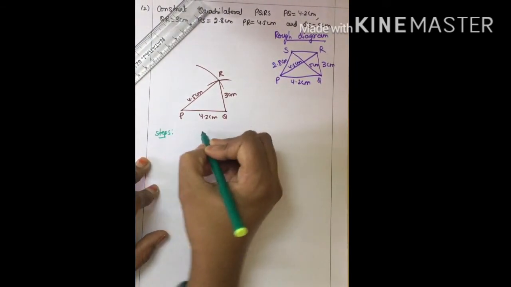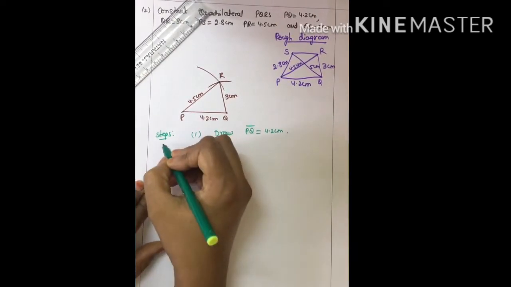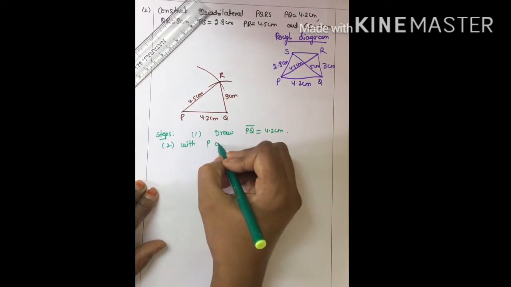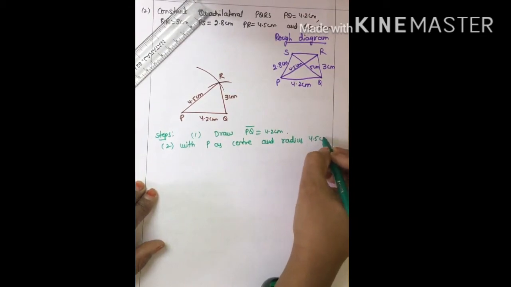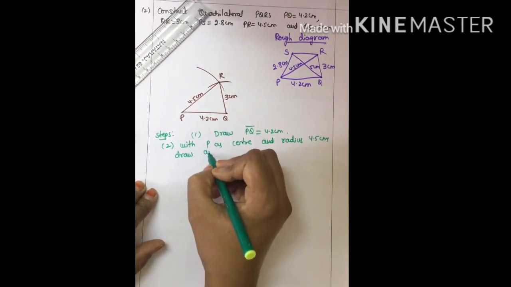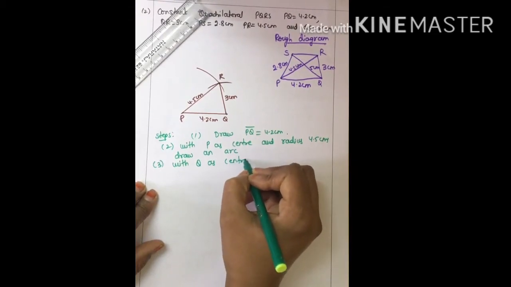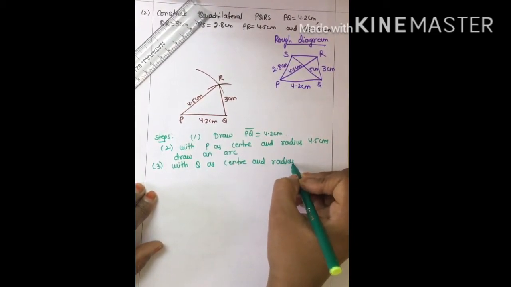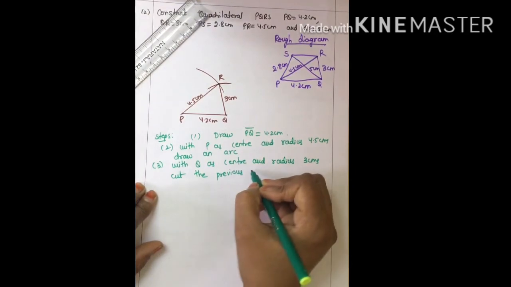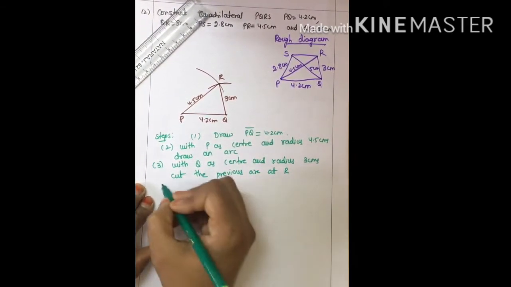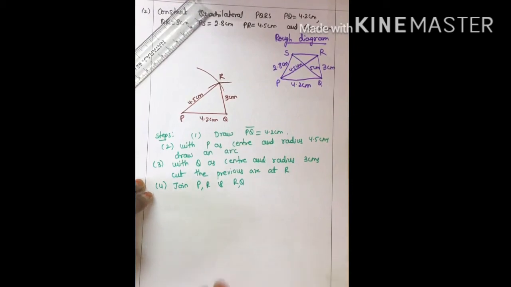So steps. First one, draw PQ, 4.2 centimeters. Next, with P as center and radius 4.5 centimeters, draw an arc. Next, with Q as center and radius 3 centimeters, cut the previous arc at R. Now next what? Join PR and RQ. Now here we got a triangle.